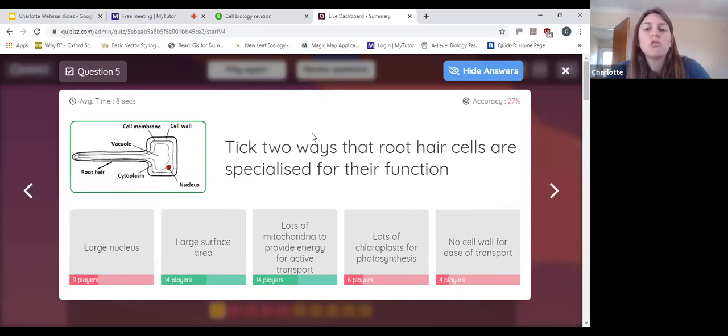Question 5, tick 2 ways that root hair cells are specialized for their function. Root hair cells have a large surface area. That's the whole function of their root hair. They have lots of mitochondria to provide energy for active transport as well. So if you remember, root hair cells take the stuff from the soil and actively transport it into the root hair cell to transport to the rest of the plant. They don't have a particularly large nucleus. They don't have lots of chloroplasts because they're under the ground, so they can't photosynthesize. And they do still have a cell wall to help them keep their shape under the ground.